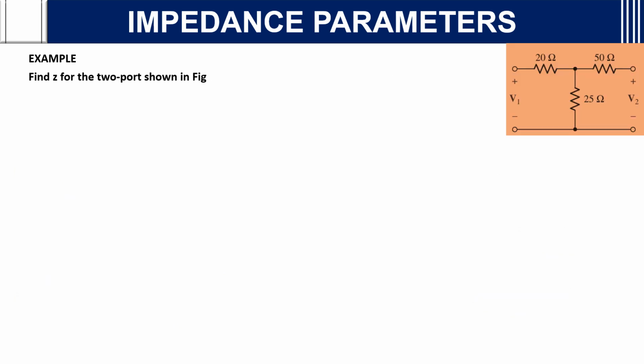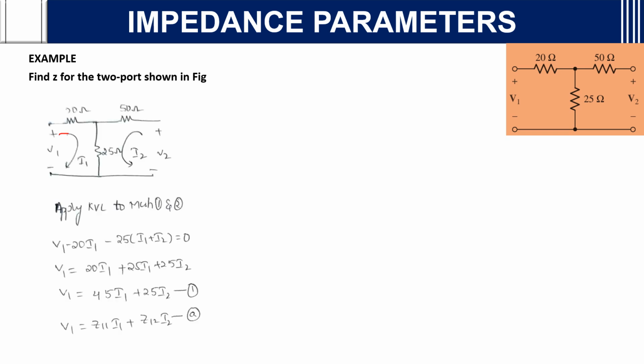Find Z for the two port shown in the figure. This is very easy. 20, 50, 25, V1 and V2. First, what we need to consider here is to apply KVL to the equations. First you consider two mesh currents, from plus to minus I1 and from plus to minus I2.